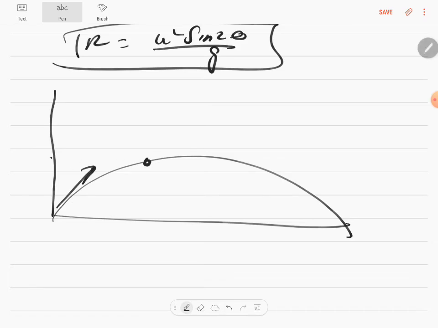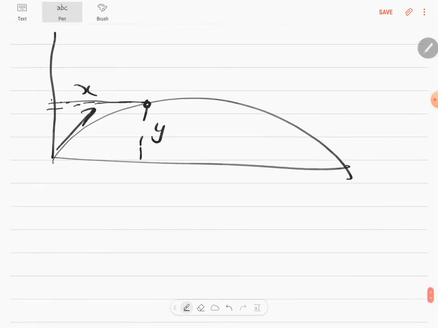This is x and this is y. Be competitive. Be competitive. This is x. This is y.